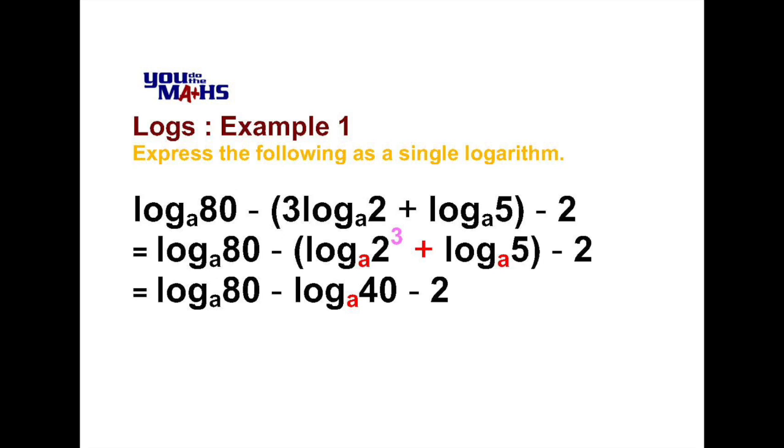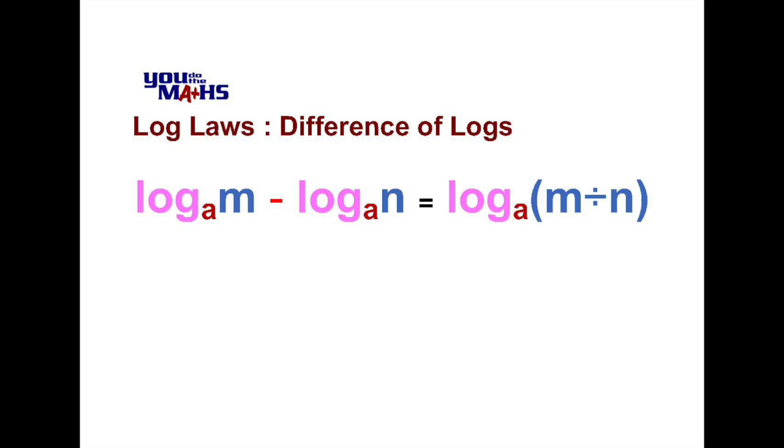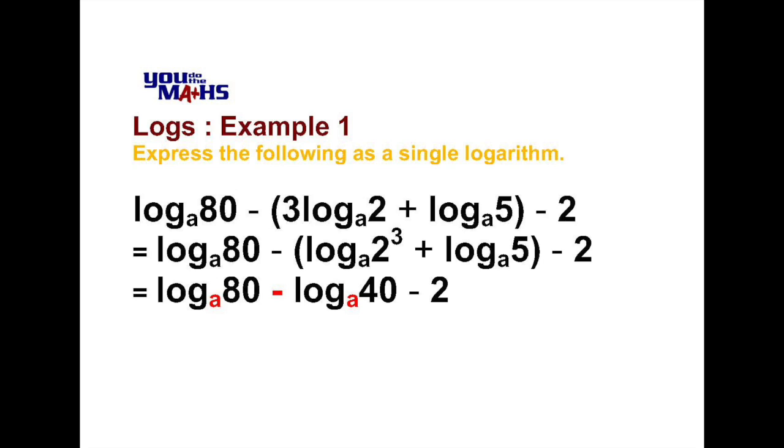Now the next step is to recognize that moving left to right in our new expression we have a difference of 2 logs with the same base. And we have a log law which says if we have a difference of 2 logs with the same base, we can rewrite that as a single log expression where inside the log it becomes, in this case, as we can see from our original log law, m divided by n. So simplifying our example, we can see that we've got a difference of 2 logs where we have the values of 80 and 40. And the division of those two numbers gives us a log base a of 2.